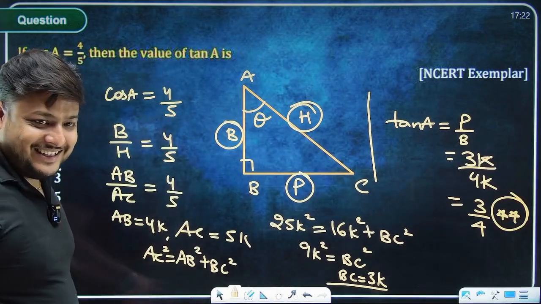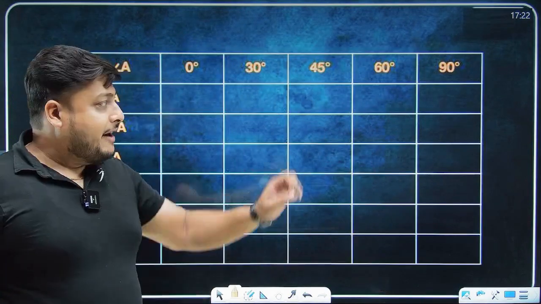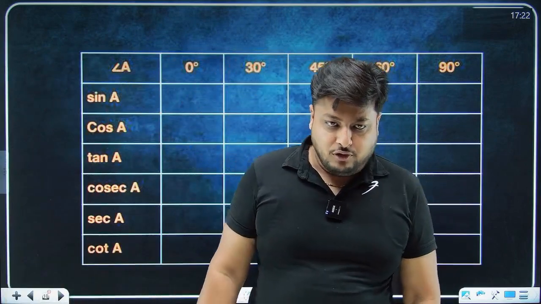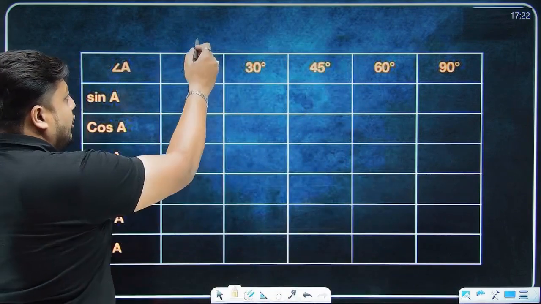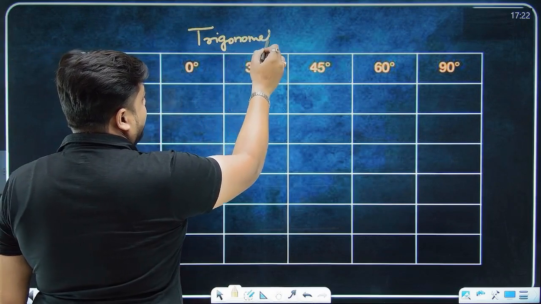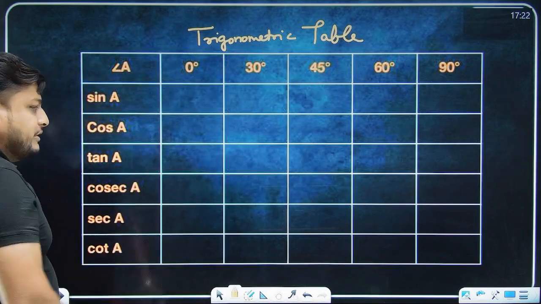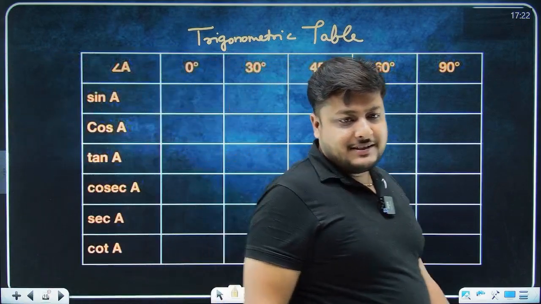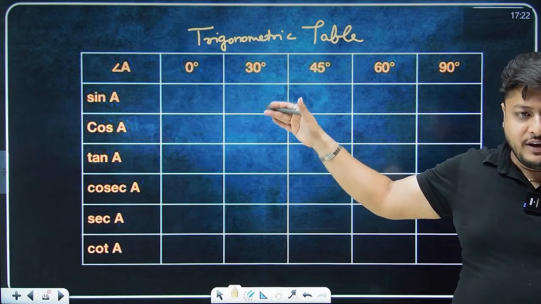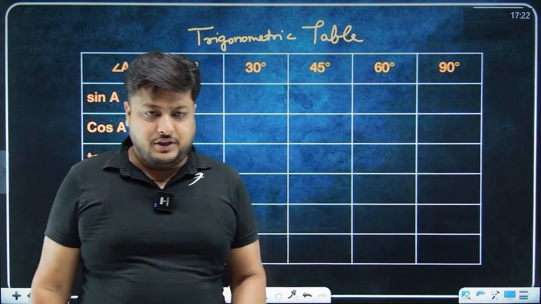To the next slide. Okay, so this is the trigonometric table. You have to learn this table also, and you can see this table in your respective books also. You have to learn all the values of the ratios. So all these ratios, sine A, cos A, tan A, cosec A, sec A, cot A, have some value at 0 degree, 30 degree, 45 degree. You have to learn those values, and you have to put those values in the respective questions.